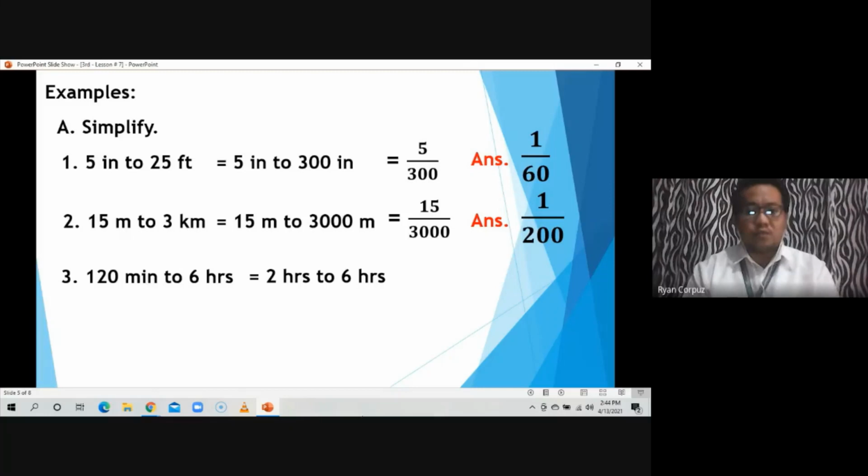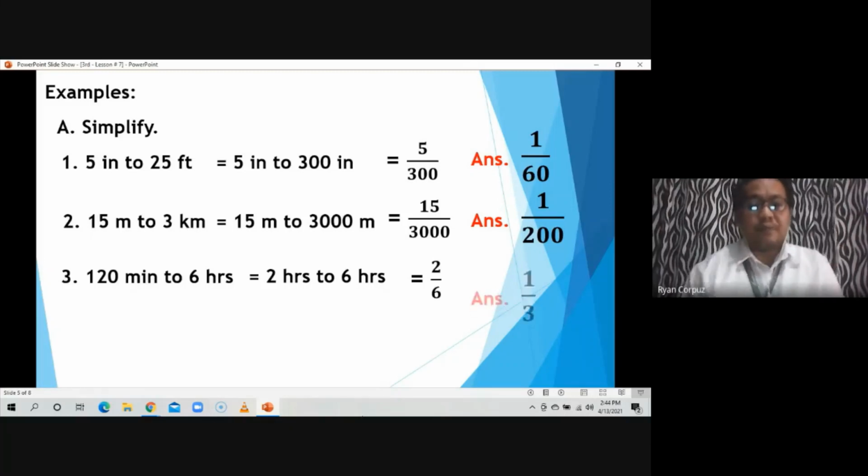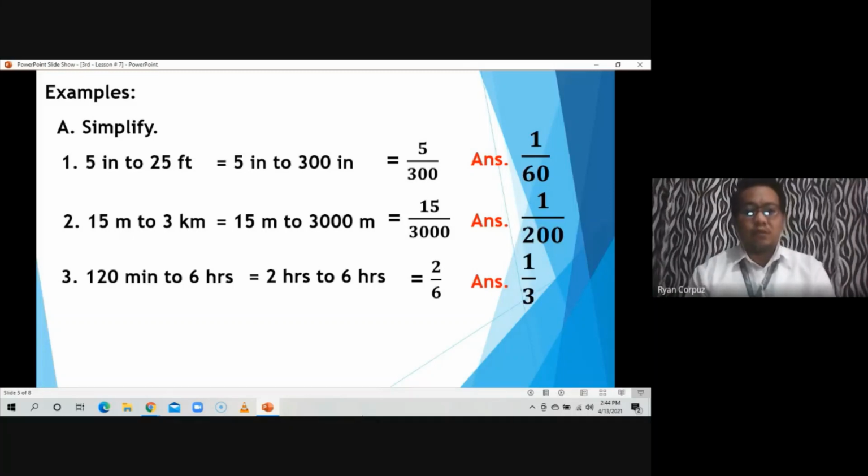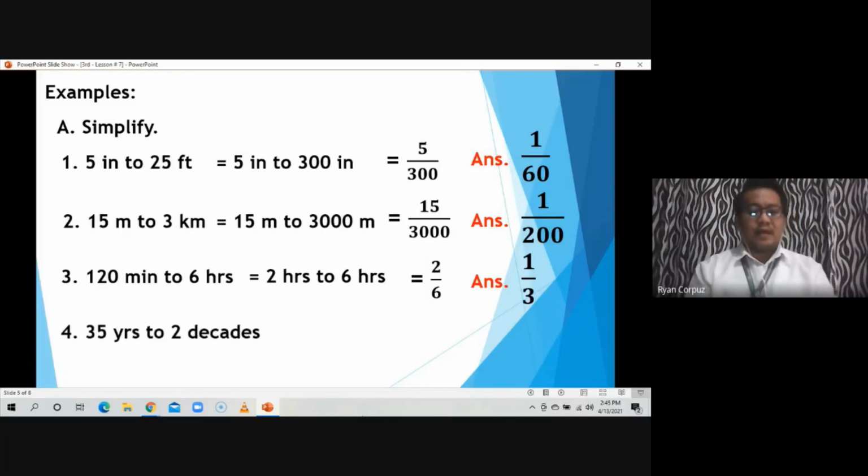So 2 hours to 6 hours. In that way, by writing it in fraction form, we have 2 over 6. So easily you can simplify it as 1/3. So number 3, the correct answer is 1/3, when we simplify 120 minutes to 6 hours. Did you get that? If not yet, let's try the last example here.